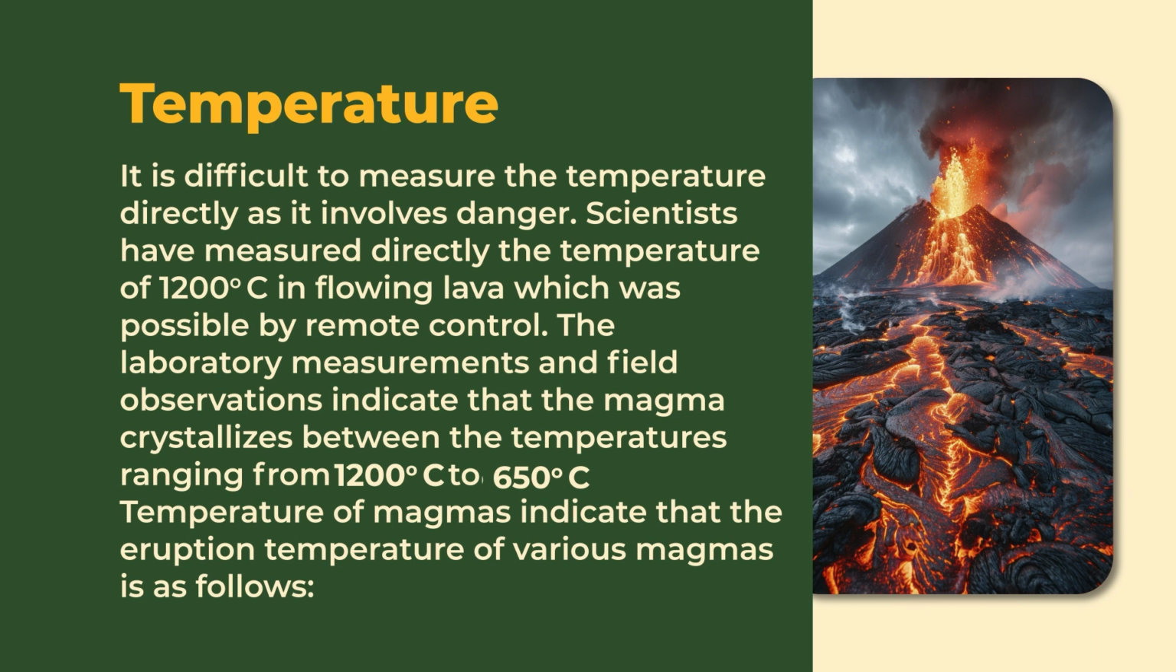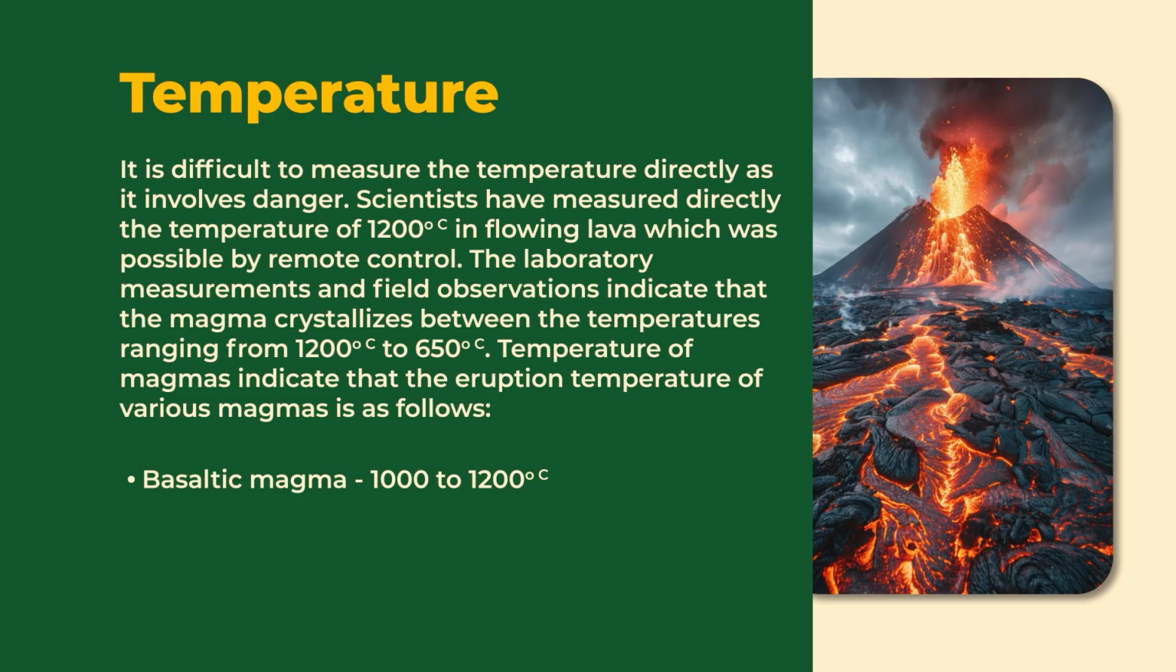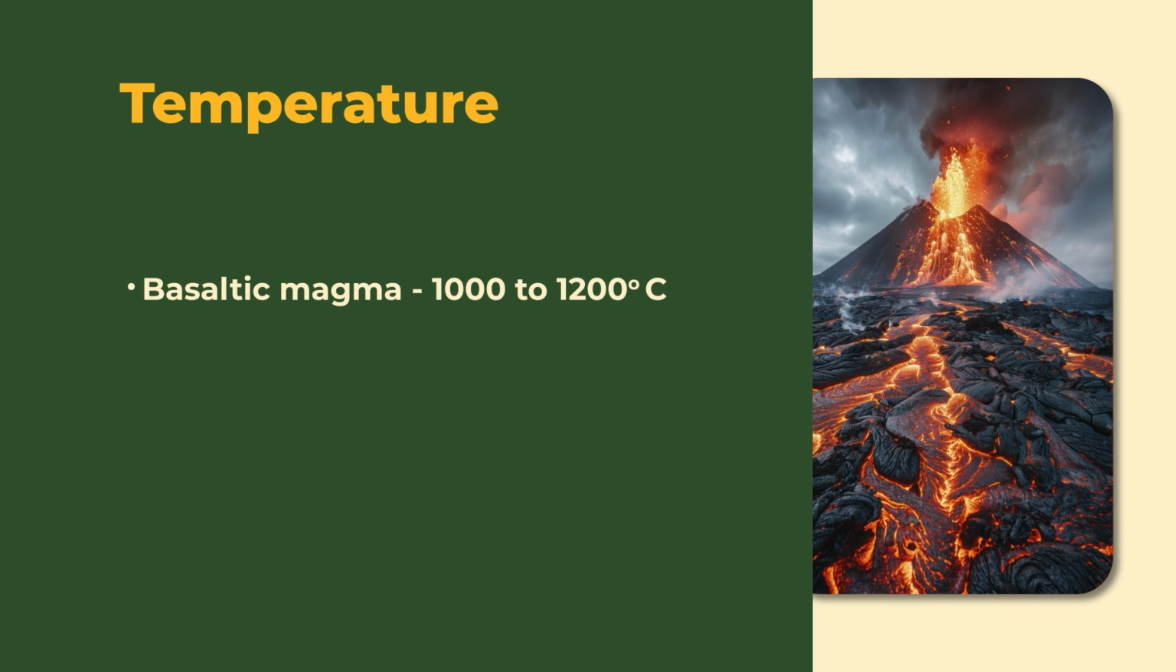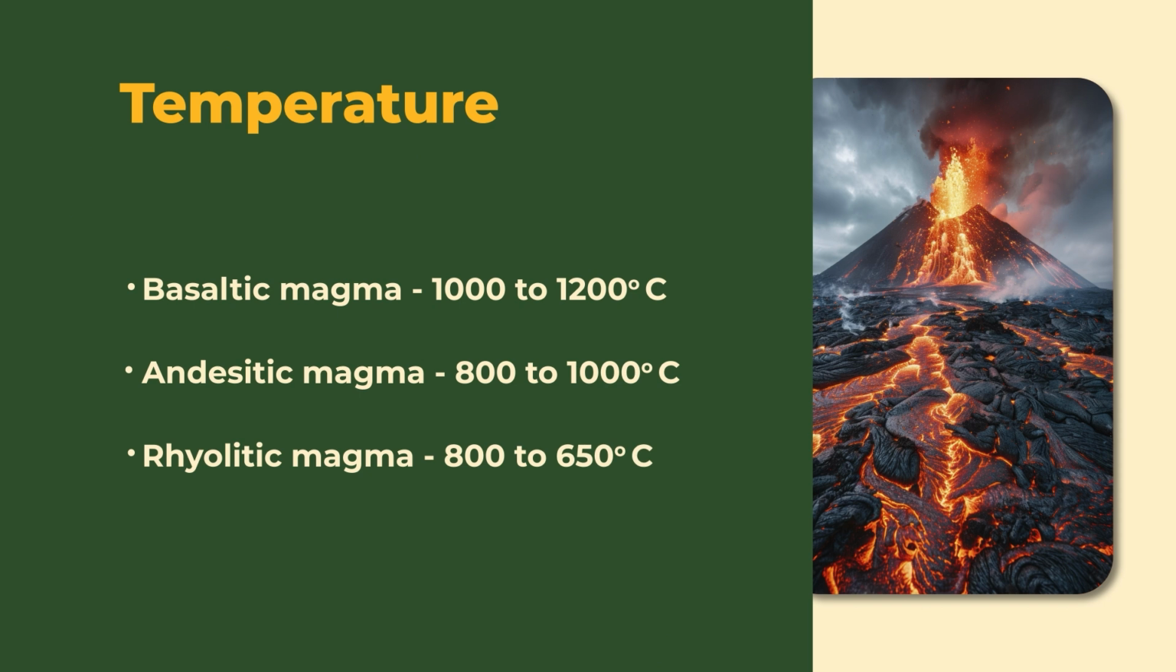Laboratory measurements and field observations indicate that magma crystallizes between temperatures ranging from 1200 degrees centigrade to 650 degrees centigrade. The temperatures of magmas indicate the eruption temperature. Basaltic magma crystallizes between 1000 and 1200 degrees centigrade. Andesitic magma crystallizes between 800 and 1000 degrees centigrade, whereas rhyolitic magma crystallizes between 800 and 650 degrees centigrade.